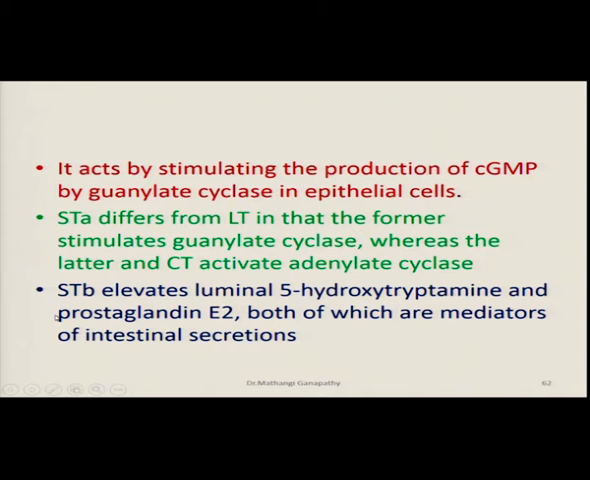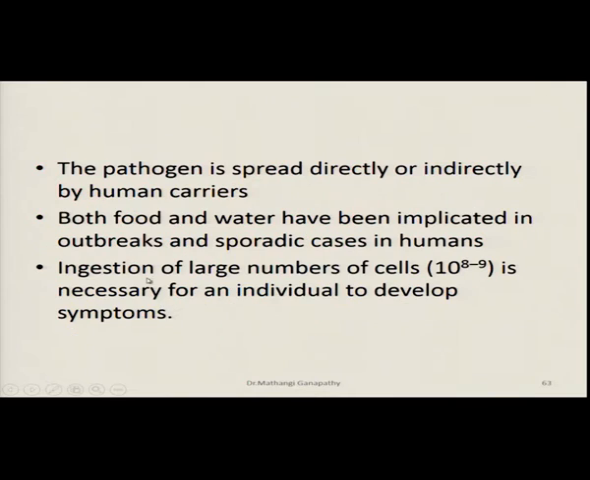STB, the other type of heat stable toxin, elevates the luminal 5-hydroxytryptamine and the prostaglandin E2 receptor, both of which are mediators in intestinal secretions. When these are stimulated, that in turn will lead to the symptoms of diarrhea.